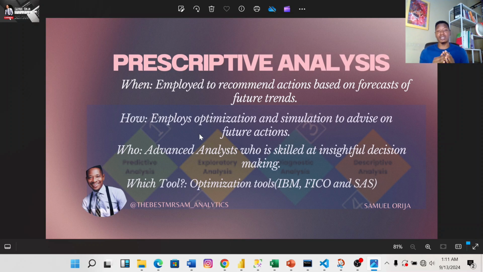The next thing you want to look at is who can do this. Those who are advanced analysts who are skilled at insightful decision making. Now, what tools do you need? You also need optimization tools such as IBM, FICO, and then SAS.